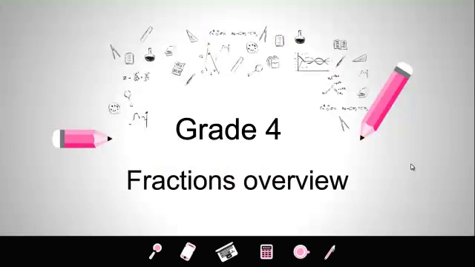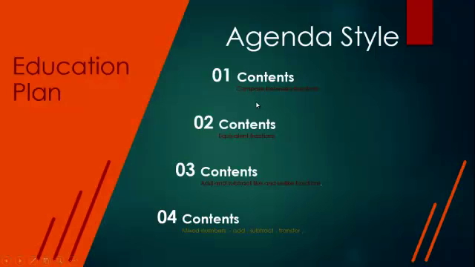Hey there, grade 4. It's now the time for revision of lesson 2, which is fraction. To revise fraction, we must revise 4 objectives. The first one is how to compare between fractions. The second one is to know what an equivalent fraction is. The third partition is add and subtract like and unlike fractions. And finally, the last partition is mixed number, how to add, subtract, or convert into improper fraction.